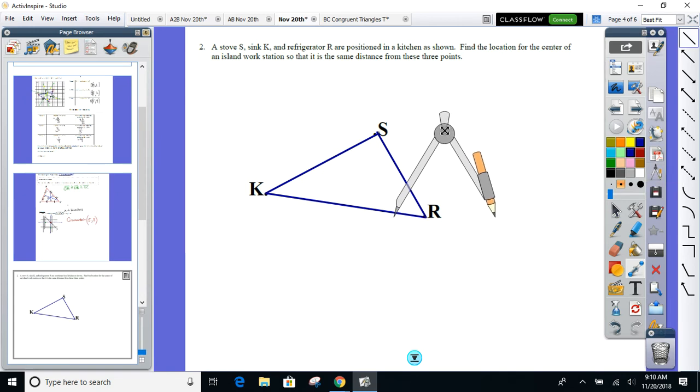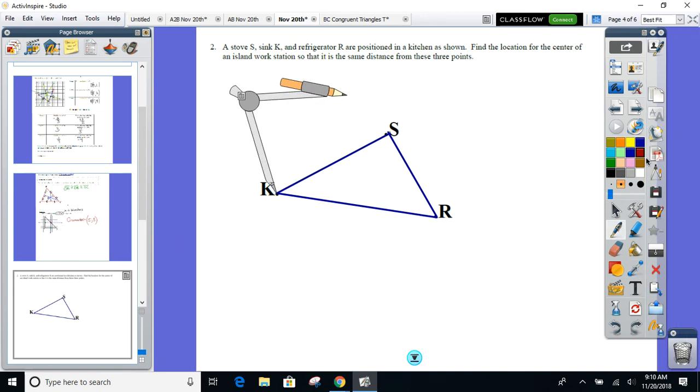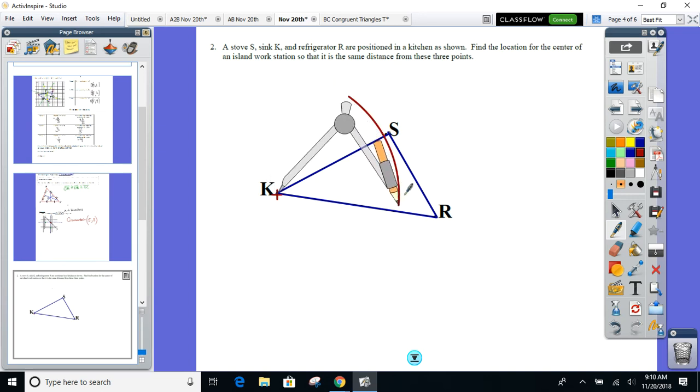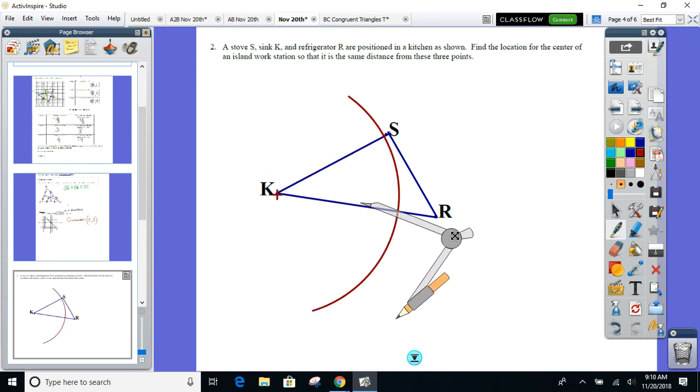Okay, so I'm going to do KR. I take my compass, put it on one of the vertices, open it up more than half the distance of the segment you're bisecting. And yes, this is the fish one here. And then I go over to the other end point of the segment. Shoot. Let's try this again.